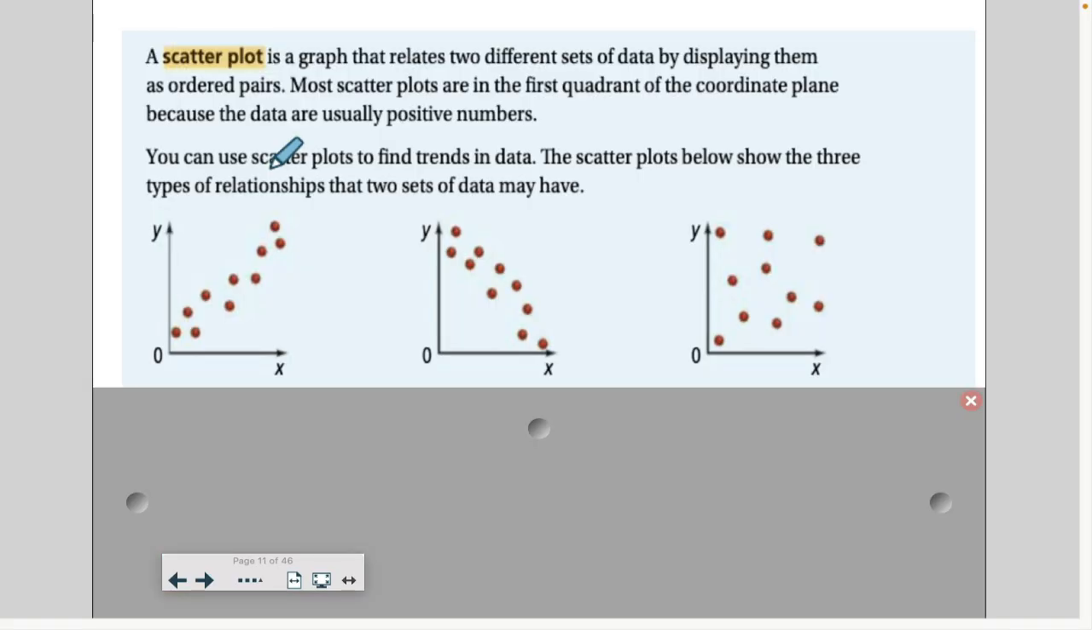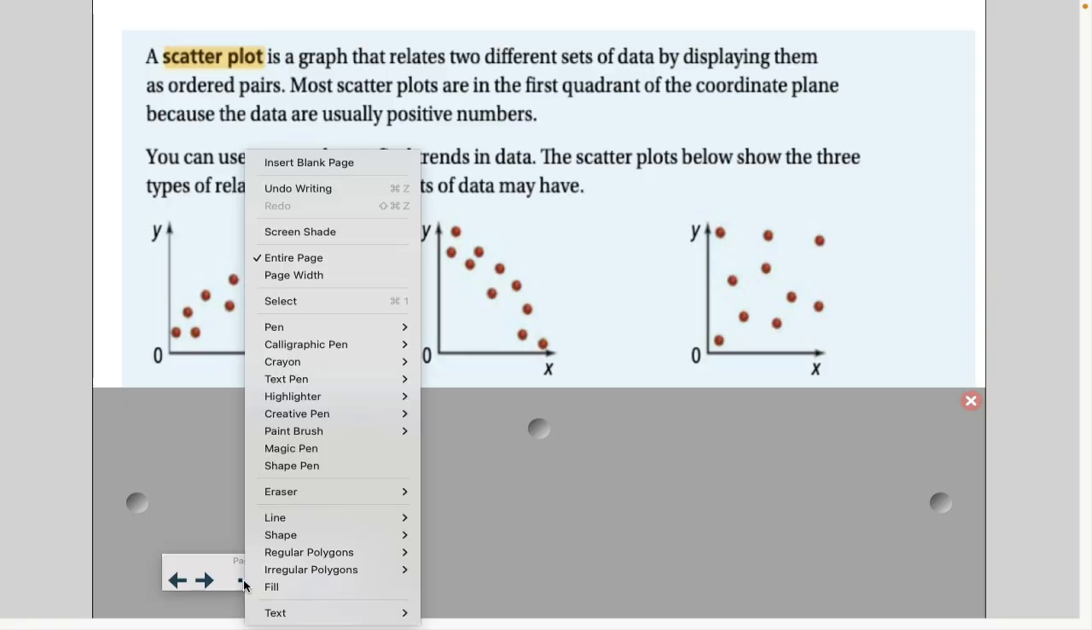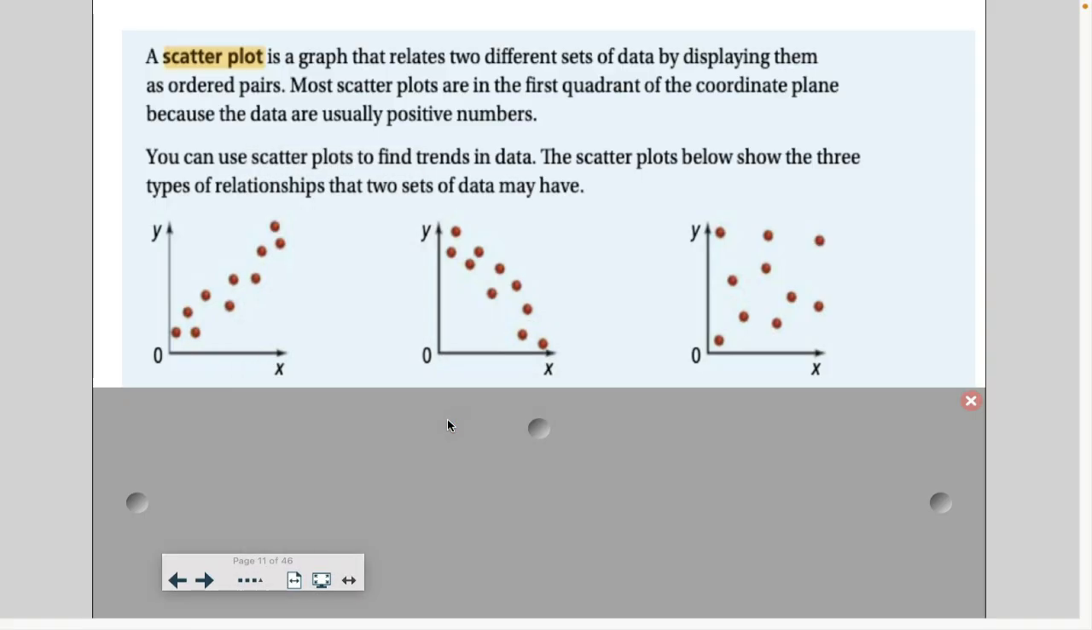Okay, positive correlation. Cool. Okay, so what are you actually going to look at? Those are called scatter plots. A scatter plot is a graph that relates 2 different sets of data by displaying them as ordered pairs. There's your definition. There's your definition. Scatter plot. Most scatter plots are in the first quadrant. That's because usually we're talking about positive values.